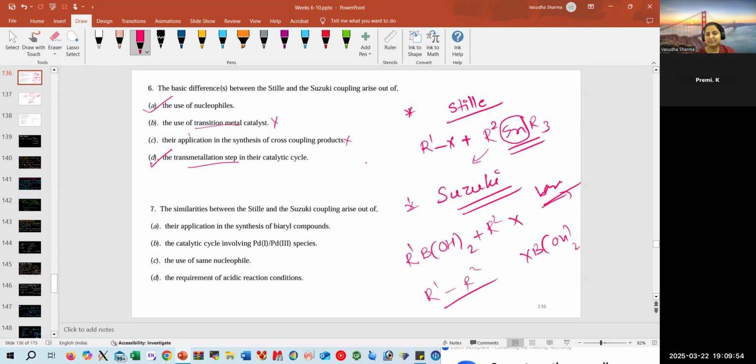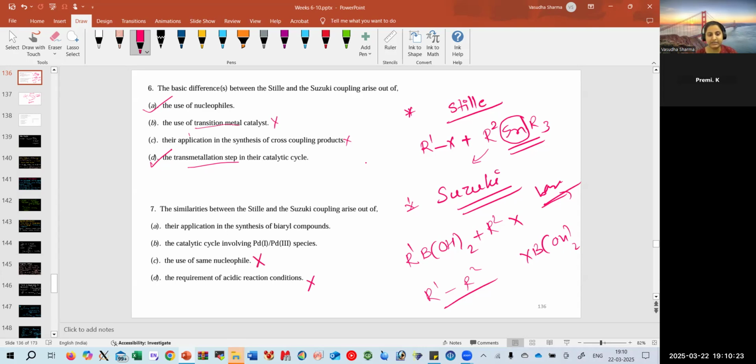So first is their application in synthesis of diaryl compounds. The catalytic cycle involves palladium-1 and palladium-3 species, the use of C-nucleophile, the requirement of acidic reaction conditions. So do you think that these reactions involve acidic conditions or the basic conditions? Basic condition, ma'am. So the last option is anyway. We just talked about the use of different nucleophiles in both the reactions. So the use of same nucleophile can't be a similarity.